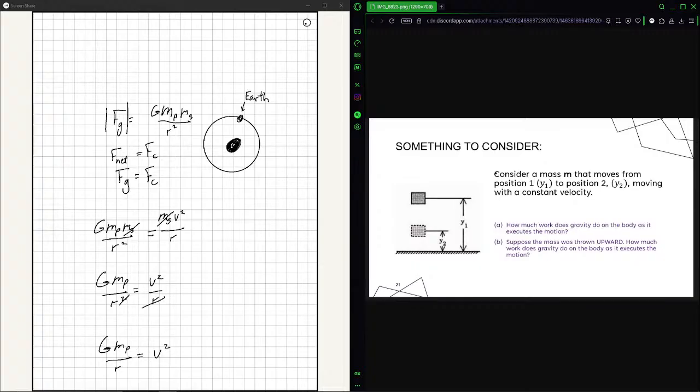But there's also another formula for velocity. I don't know if it's in the reference table, but you might have to memorize it. It's 2 pi r over T. This is for rotational velocity. I don't think it's on the reference table.